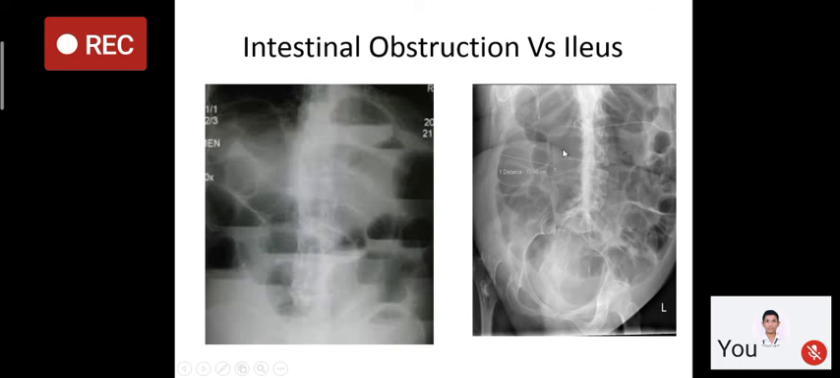There is no such air fluid level in the ileus. The whole of the abdomen is full of gases because of the decreased peristalsis. It may be due to hypokalemia, post-operative states, and multiple comorbidities in which the patient can have paralytic ileus. You will come to see once you deal with all these things in your surgery lectures, right?